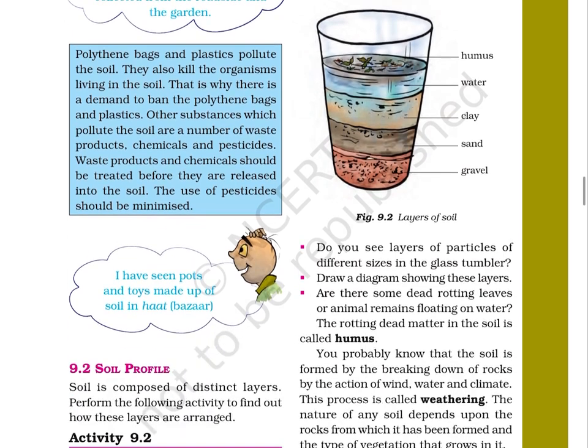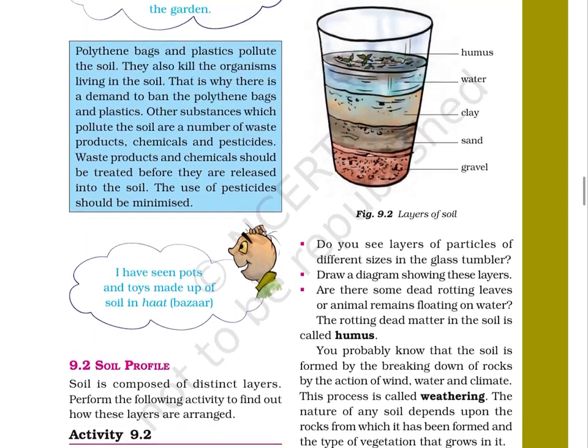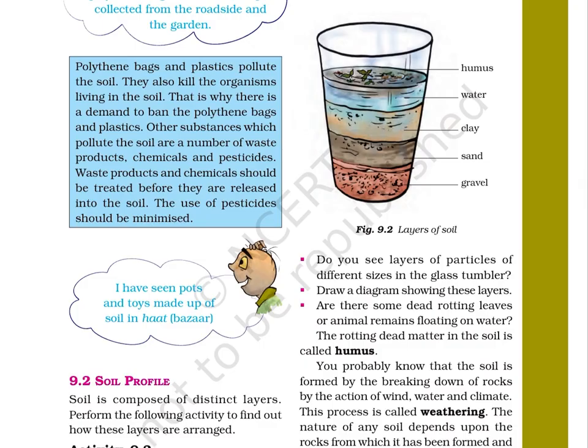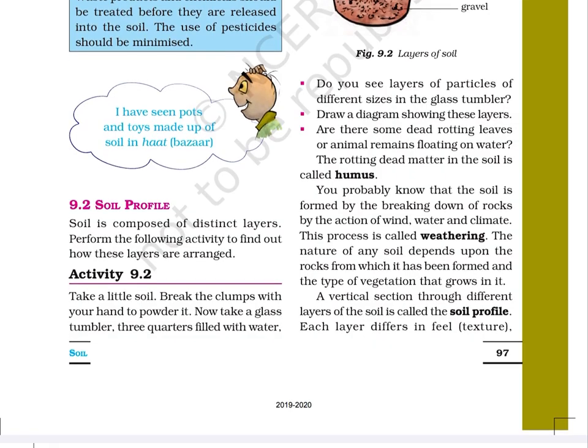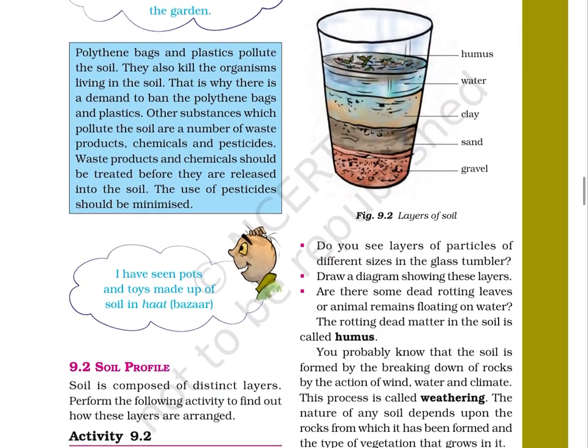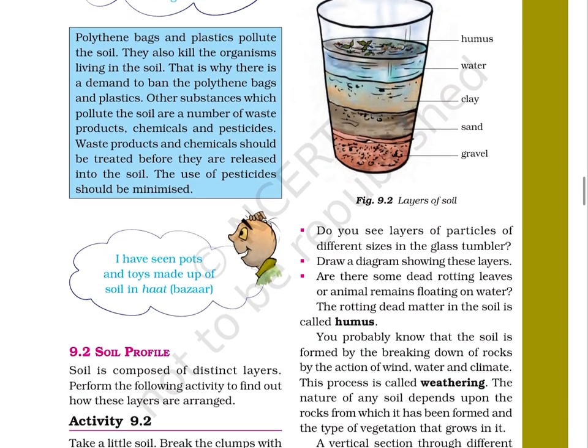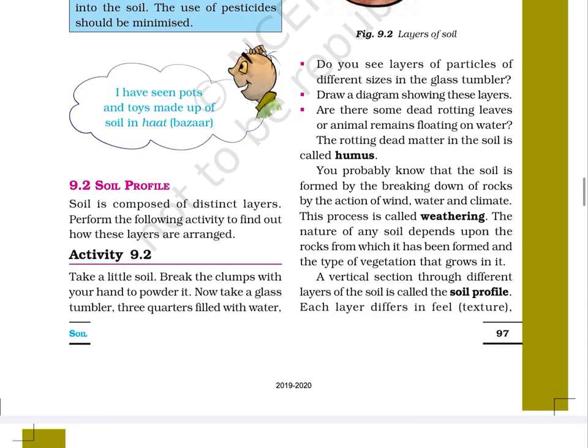1. Do you see layers of particles of different sizes in the glass tumbler? 2. Draw a diagram showing these layers. 3. Are there some dead, rotting leaves or animal remains floating on water? The rotting dead matter in the soil is called humus. You probably know that the soil is formed by the breaking down of rocks by the action of wind, water, and climate. This process is called weathering.